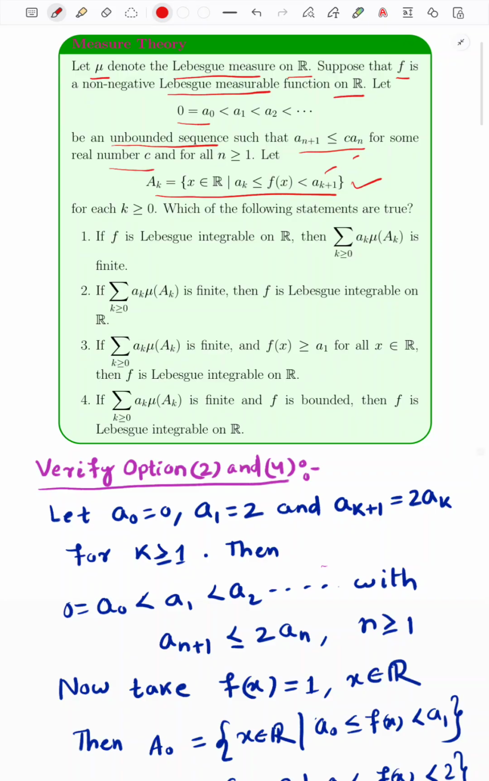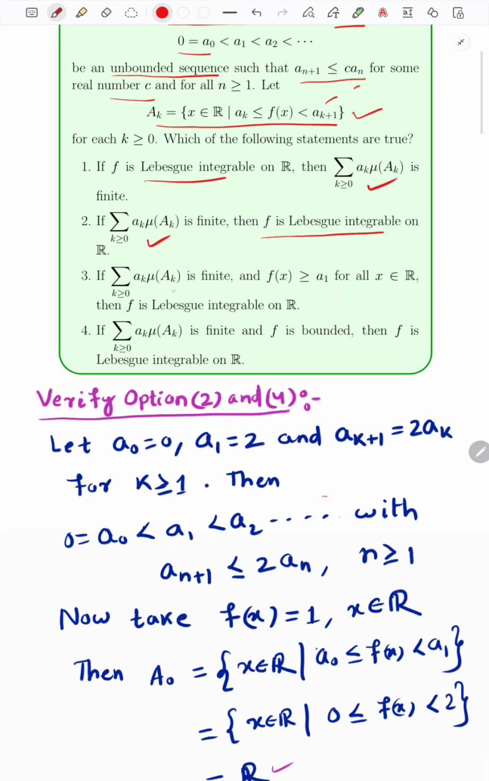And in this question we have to verify these four options. The first option says that if f is Lebesgue integrable, meaning the integral over R of |f(x)| dx is finite, but in our question f is a non-negative function, so there is no need of the modulus, so the integral of f(x) dx should be finite. It is given. Then we have to show that this series is finite, so we have to check. Okay. And the second option says that if this series is finite, then f is Lebesgue integrable.